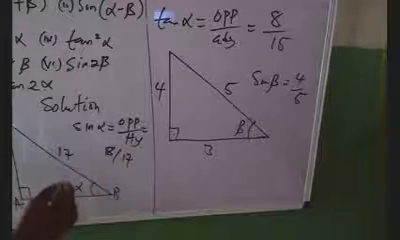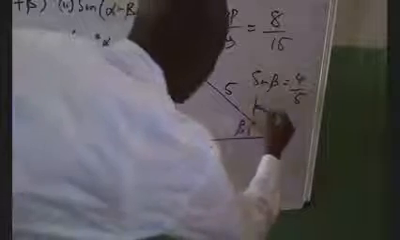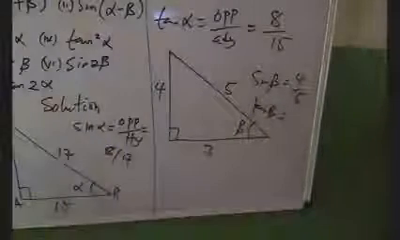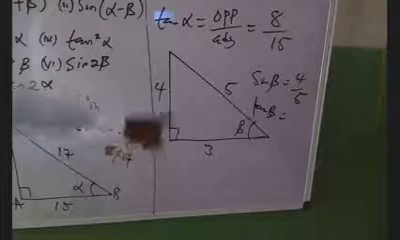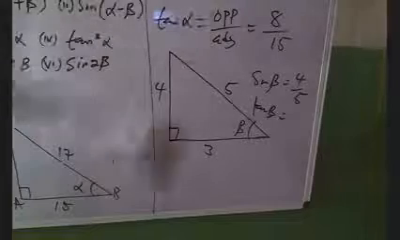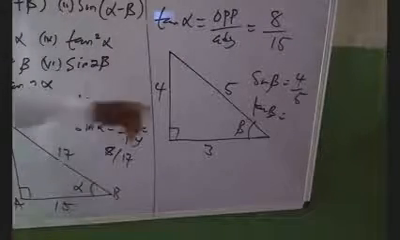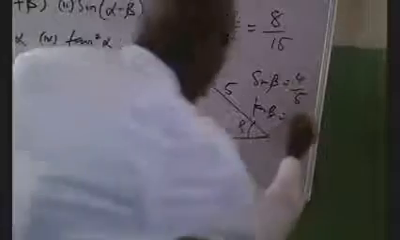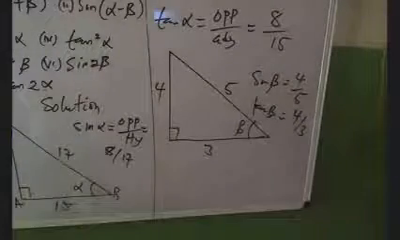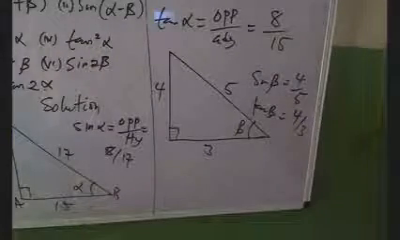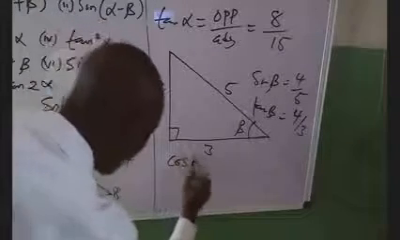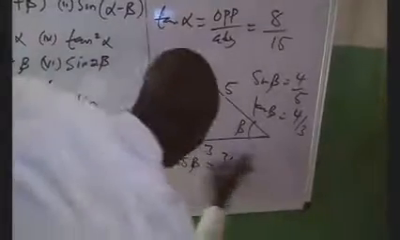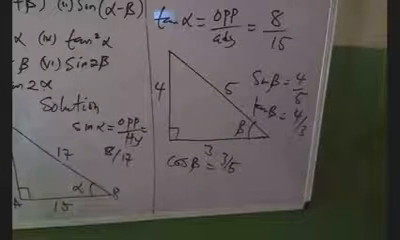Then our tan beta is the same thing as opposite over adjacent. That will be 4 over 3. Recall that it was given to us in the question that our cos beta is equal to 3 over 5. So having gotten these values, we can now go ahead to solve the question.